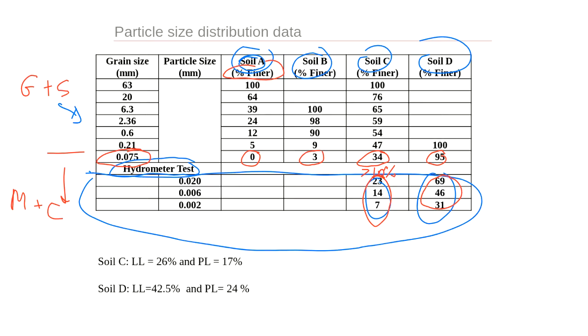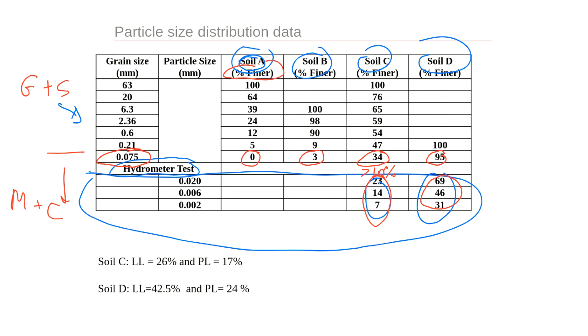How much clay do you think in soil C? So you still need to remember the boundary. 30, no, clay, not 30. 7, yeah, 7, good. And for soil D? For soil D, 31. Okay, so very good.